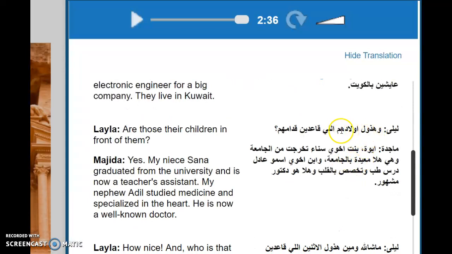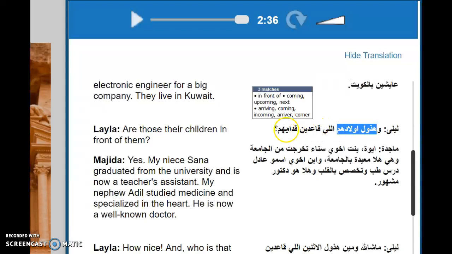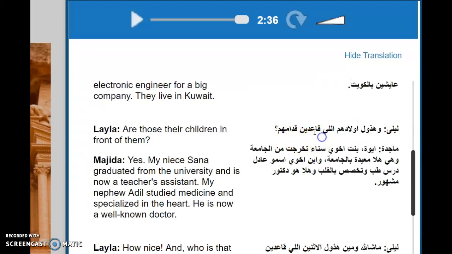وهذول أولادهم, and these are their children, اللي قاعدين قدامهم, who are sitting in front of them. I should make a note of these qafs. In Jordan, usually the men pronounce it as a g, but very often in the Levant, of course, it's a glottal stop. So a'adin uddamhum would be another common way to say it.